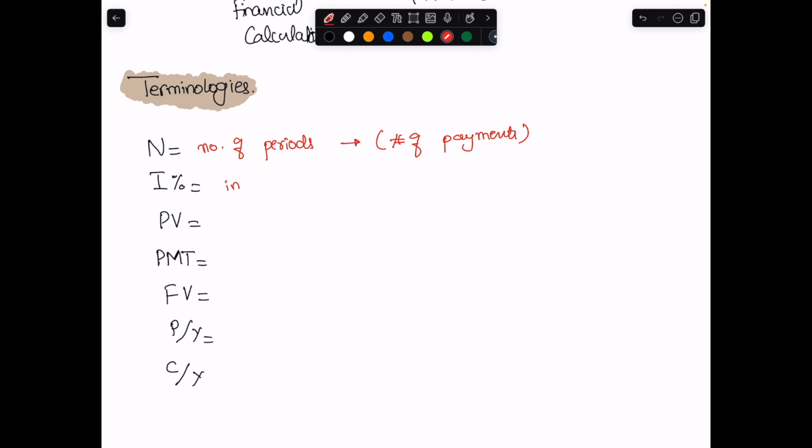I is simply the interest rate. And as it says here, percentage, you will put the percentage value in the calculator. You are not going to put the decimal value. Here you are going to put the percentage value.